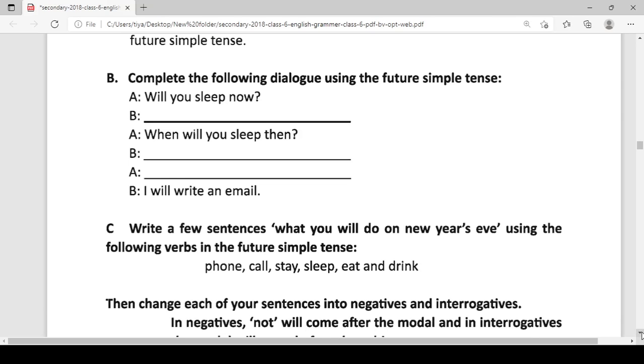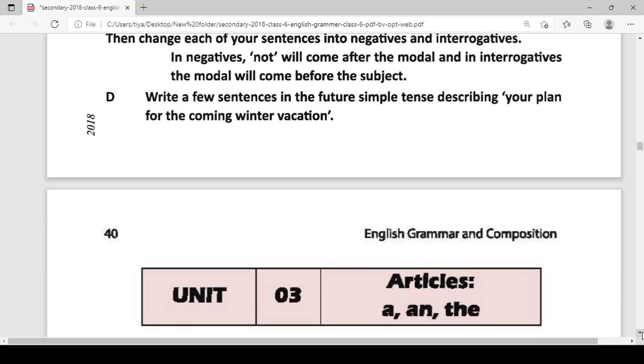I will write an email. When will you write the email? What are you writing, or what will you write? So write a few sentences using this kind of words so you can make sentences on your own.